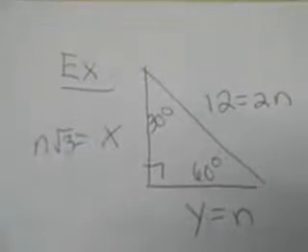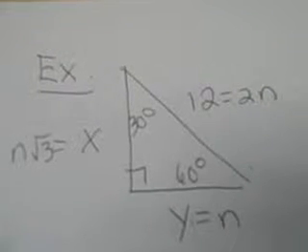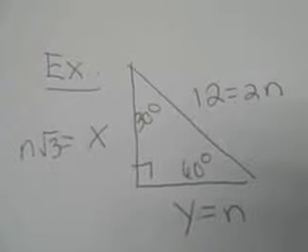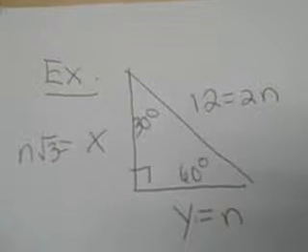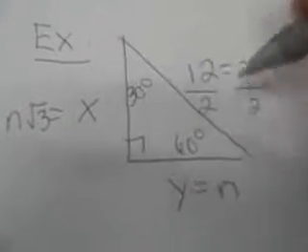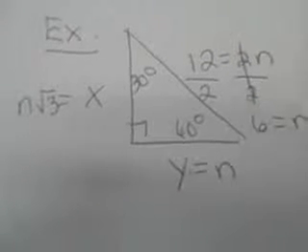This time I'm going to use the equation 12 is equal to 2n to solve for n. Go ahead and try that on your own. If you did it correctly, you should have divided by 2 on both sides, so that on the right side the 2's cancel out, and you're left with 6 is equal to n.